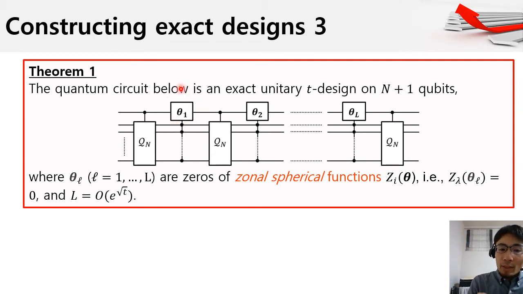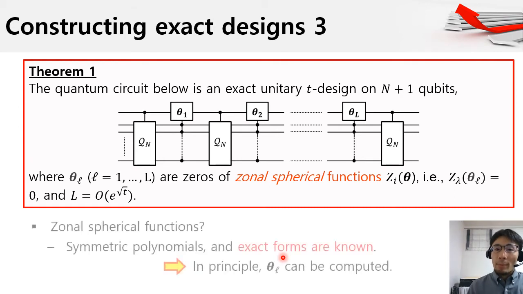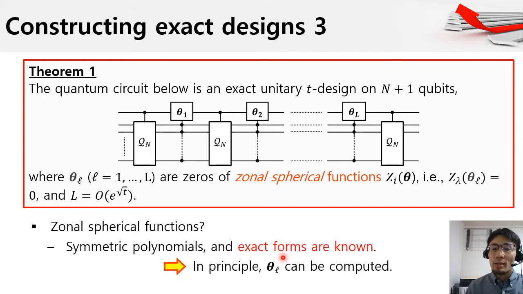And to determine the rotation angle, we have to solve zonal spherical functions. So we have some function, and we just solve the function is equal to 0. And by doing so, we can decide the rotation angle. So what are the zonal spherical functions? I'm not going to give you a definition, but they are symmetric polynomials, and what is important to us is that exact forms of zonal spherical functions are known. So they are polynomials, and we can explicitly write down zonal spherical functions. So in principle, we can compute the rotation angle.